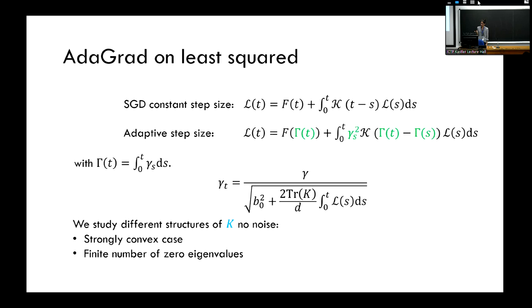But it turns out that if you don't have noise, and you look at the structure of the covariance K, in some situations you will actually converge to a constant step size. This is what happens in the strongly convex case, but also even if you have just a finite number of zero eigenvalues. Even in that case, the learning rate will converge to a constant. And then we find that if we take some power law behavior of the spectrum, then you have very rich behavior of what will happen to the risk and to the learning rate.